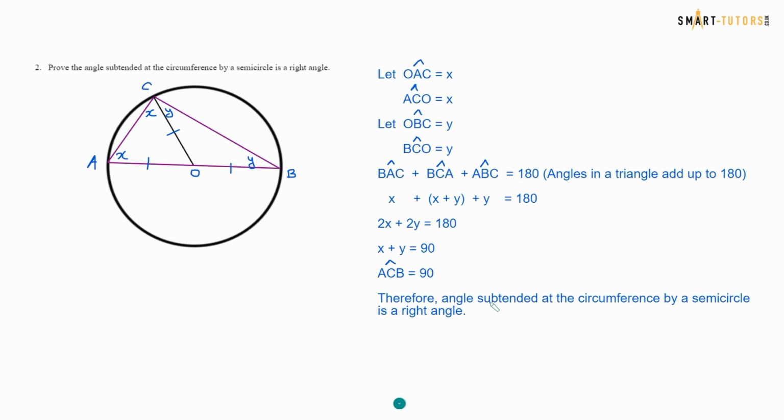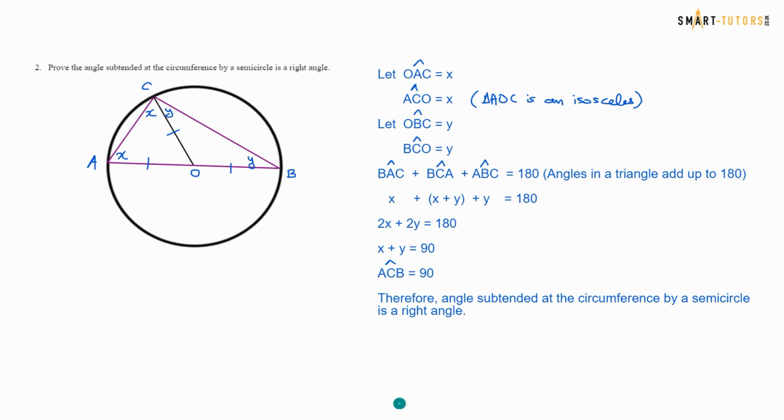If you see OA, OC, OB, all the lines are equal length, right? So OAC equals x, then ACO is also x, because triangle AOC is an isosceles triangle. I forgot to write that, so I write it here now. Isosceles triangle means the base angles are equal.